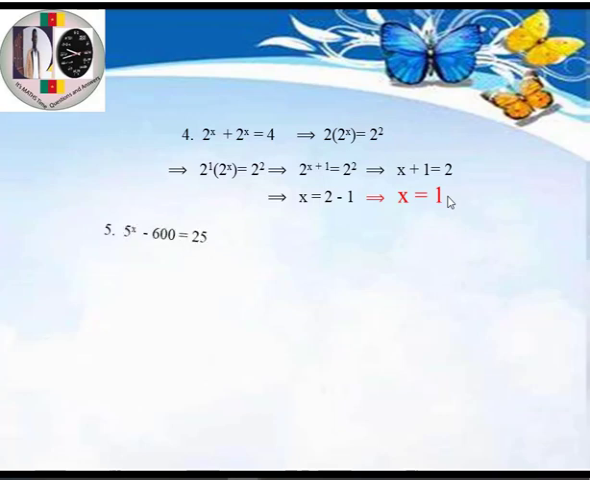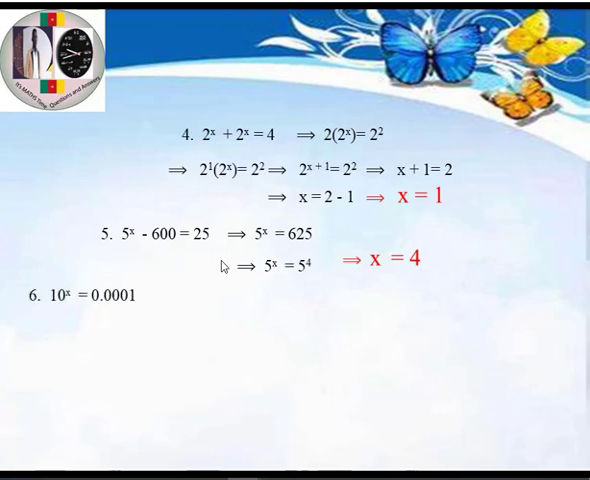Okay, so the next question is 5 power x minus 600 equals 25. We can bring like terms together. We'll take 600 to the other side, and it becomes positive. So we are going to have 5 power x equals 600 plus 25, which will give us 625. But 625 can be written in base 5. So we are going to have 5 power x equals 5 power 4. Since the bases are the same, the powers must be equal. So we'll have x equals 4.